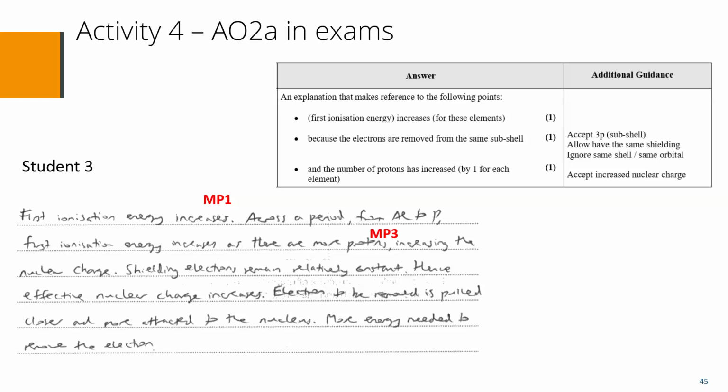Shielding remains relatively constant. That's a better term than the same. It's not bad, actually. It does increase very slightly as you go from aluminium to silicon to phosphorus, because of course you are adding electrons into the 3p orbital. So there's a slight increase, but relatively constant is even better. So excellent. So 3 marks.